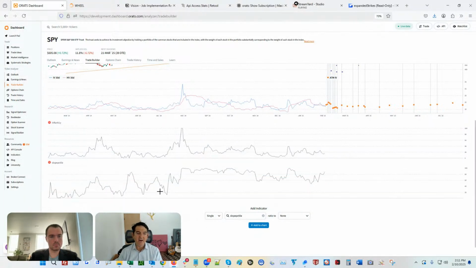So what I'd like to do now is say, okay, how could we benefit from these? How can we benefit from IV rank? How can we benefit from slope percentile? So let's start with IV rank.